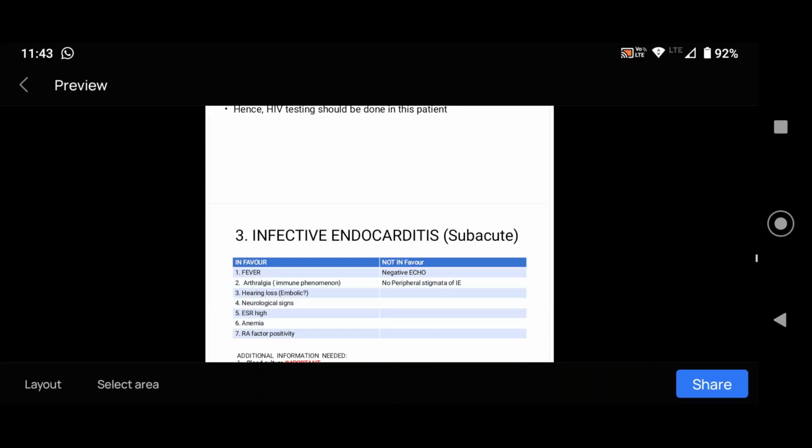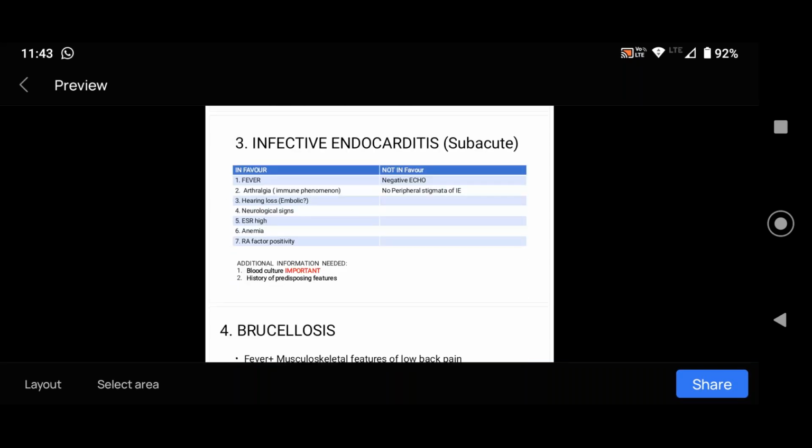So the third differential that we kept was under the infections. The broad heading of infections was infective endocarditis of the subacute type. We had a fever, we had arthralgia, which could be due to an immune phenomenon seen in infective endocarditis. The hearing loss, the best we could explain was it could be an embolic phenomenon. And had the neurological signs and the mood changes been a part of the infective process, even neurological signs are a presenting feature of infective endocarditis.